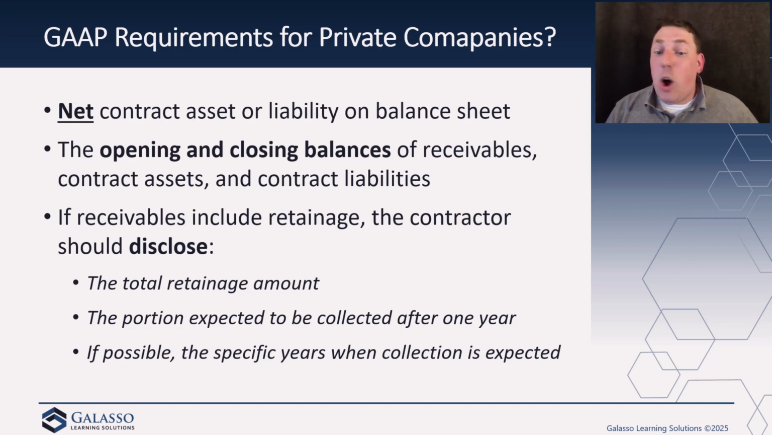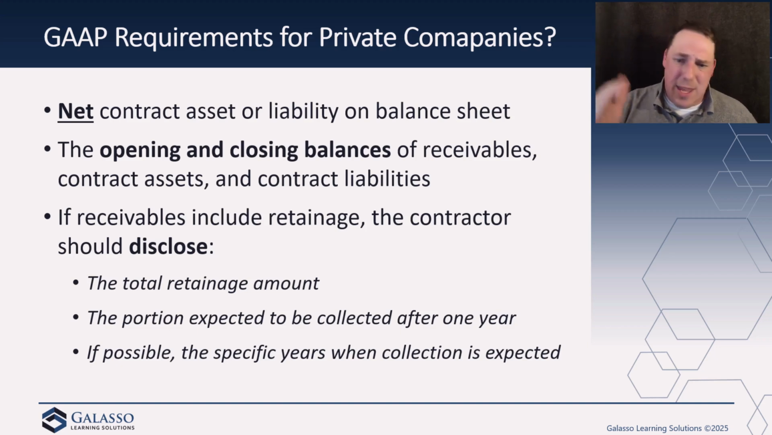Now, Topic 606 also requires disclosure of both the opening and closing balances of contract assets and liabilities. And then the big kicker is that third bullet point. So when it comes to retainage, there is guidance in Section 910, Contractors, Construction, that includes the requirement for a specific disclosure around retainage. It mandates disclosure of the total retainage amount, the portion expected to be collected after 1 year, and if possible, the specific years in which collection is expected.